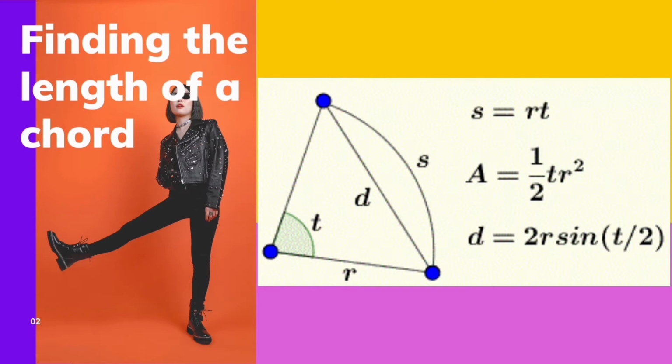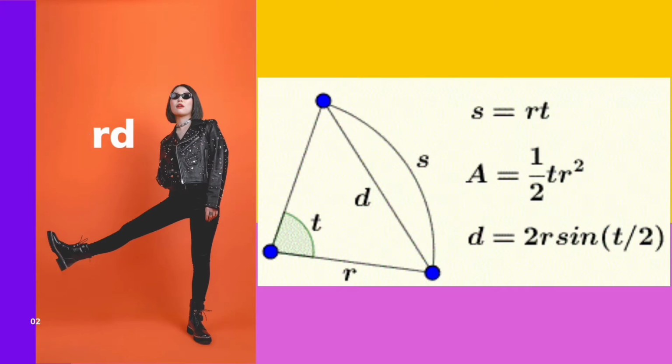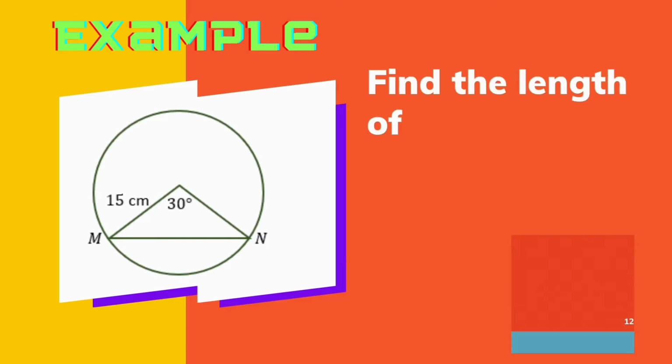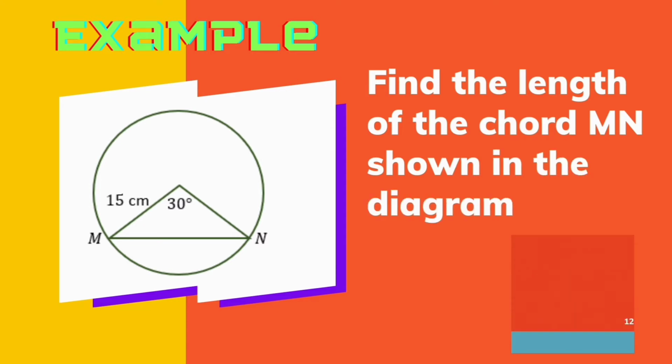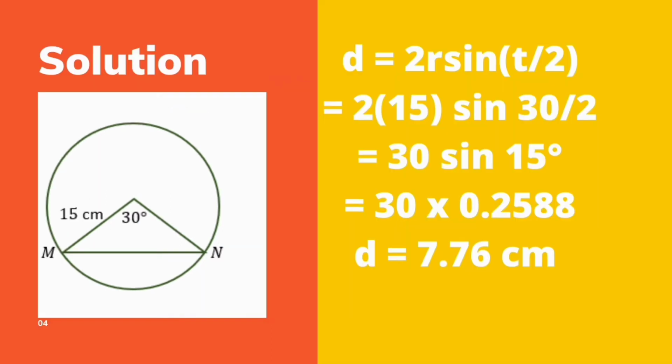The length of a chord can also be gotten using the formula 2r sine theta over 2, where r is the radius of the circle and theta is the angle subtended by the chord at the center. So let's take an example involving how to find the length of a chord using this formula. You are told to find the length of the chord given on the diagram on the screen, where the radius of the circle is 15 centimeters and the chord subtends an angle of 30 degrees at the center of the circle.